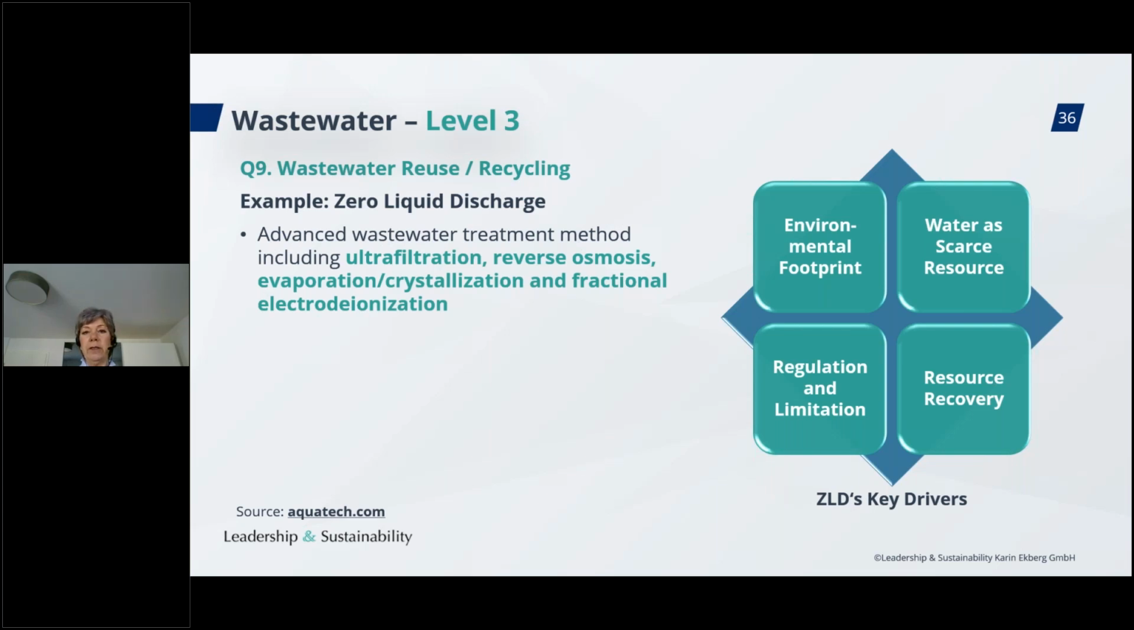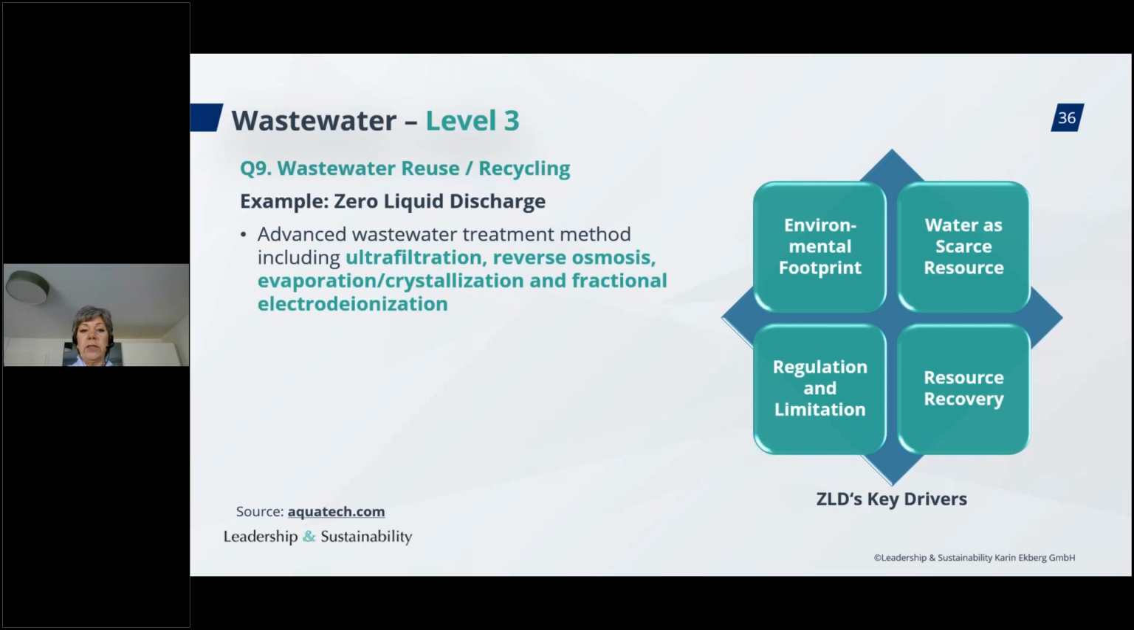It really depends on the quality of your already treated wastewater and the quality requirements that you have on your process water. So it may include ultrafiltration. It may include reverse osmosis. For example, if you have a lot of dissolved salts in your wastewater, then you might need reverse osmosis as well.